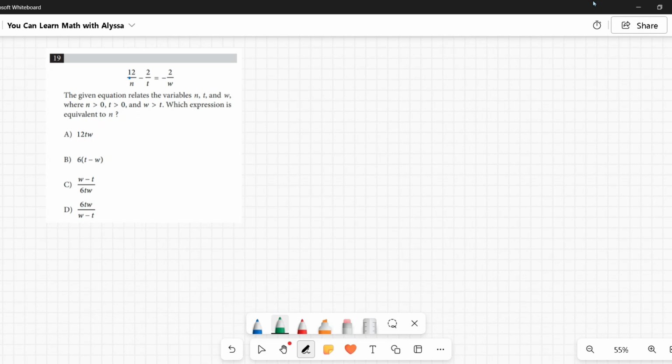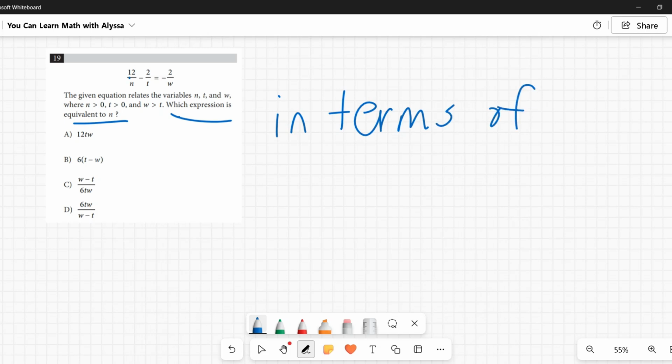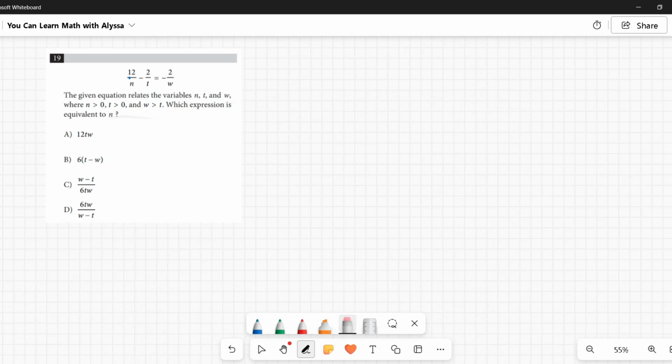Number 19. 12 over n minus 2 over t equals negative 2 over w. The given equation relates the variables n, t, and w, where n is greater than 0, t is greater than 0, and w is greater than t. Which expression is equivalent to n? Okay, this is a variation on the type of problem that they absolutely love, which is which expression is equivalent to n. It also can be phrased as put in terms of w and t. That is a phrasing they love. Put it in terms of w and t.